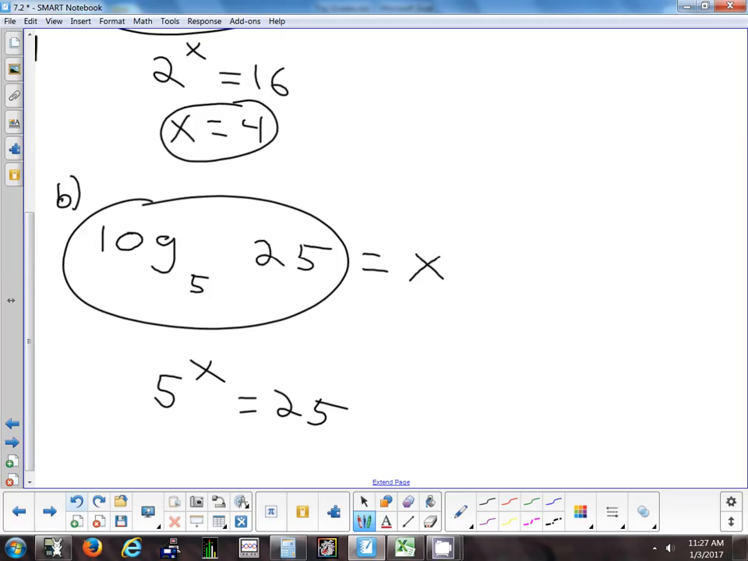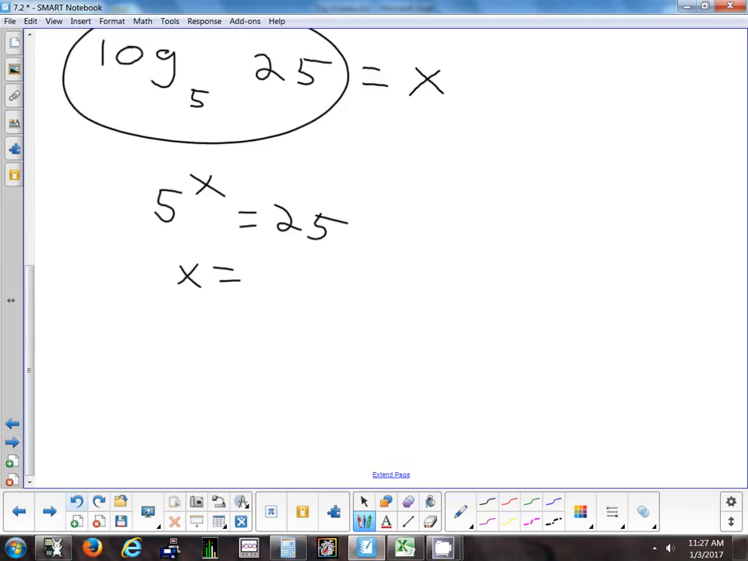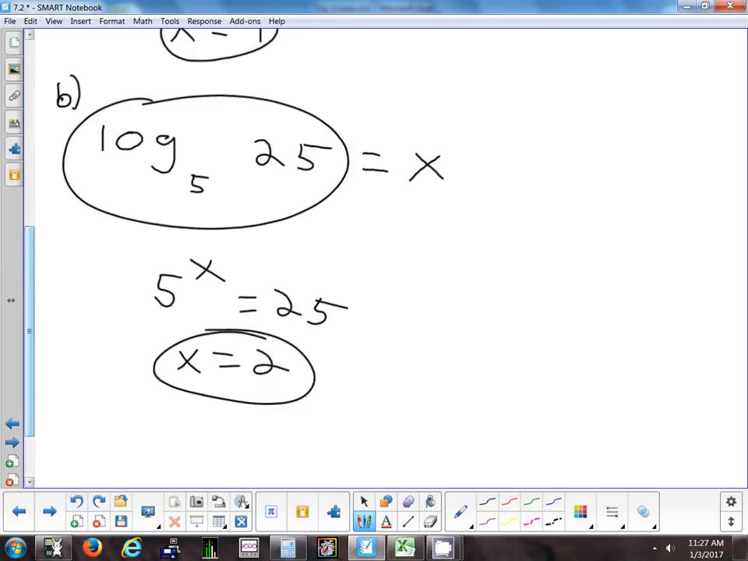It's the same thing, just rewritten differently. But now we've written it in a way we can hopefully figure out x. So what would x be here? 2. 5 to the second power is 25. Now, sometimes people say, oh, x is 5. What's the mistake they made if they say x is 5? You're thinking of this, which is not what we did. 5 times 5 is 25. 5 to the second power is 25. So just be careful with that.